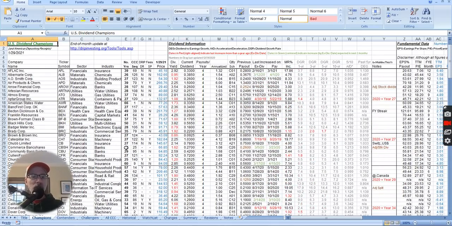So make yourself a list of the dividend kings that have raised their dividends for 50 years. And then you start watching those stocks. You put them in a watch list. You look at the charts. And if it's a company you like, you could dive deeper into their fundamentals.